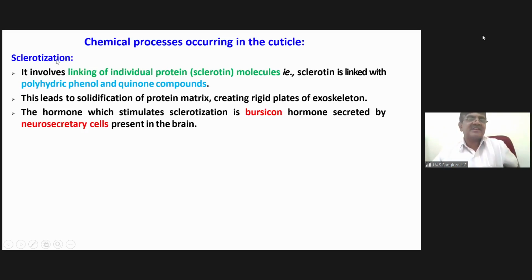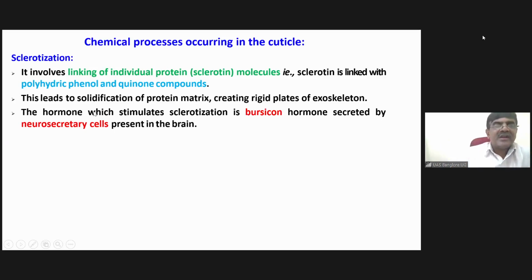So what is sclerotization? It is the linking of individual protein molecules. That is, sclerotin is linked with the polyhydric phenols and quinone compounds. This linking is called sclerotization. It leads to the solidification of the protein matrix, creating rigid plates in the exoskeleton.